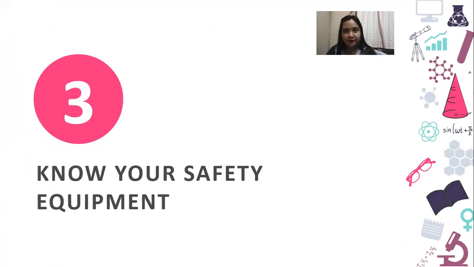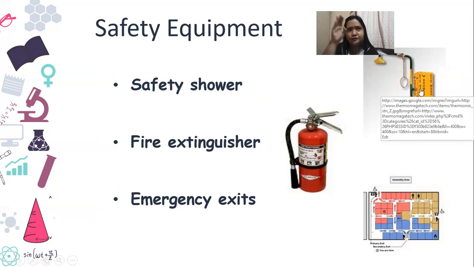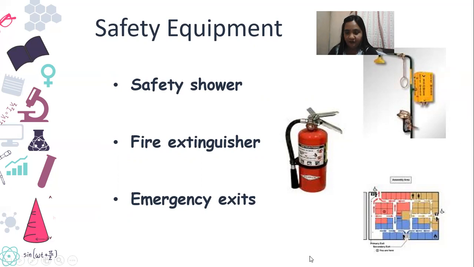Now for the third part, it's know your safety equipment. For this one, I just want you to make sure that you know where the safety equipment is. We have a safety shower in the laboratory, usually in the corner near the teacher's table. So what's a safety shower? For example, if your clothing caught fire, we bring you to the safety shower. Or if a chemical spilled on your clothing, we can use the safety shower.